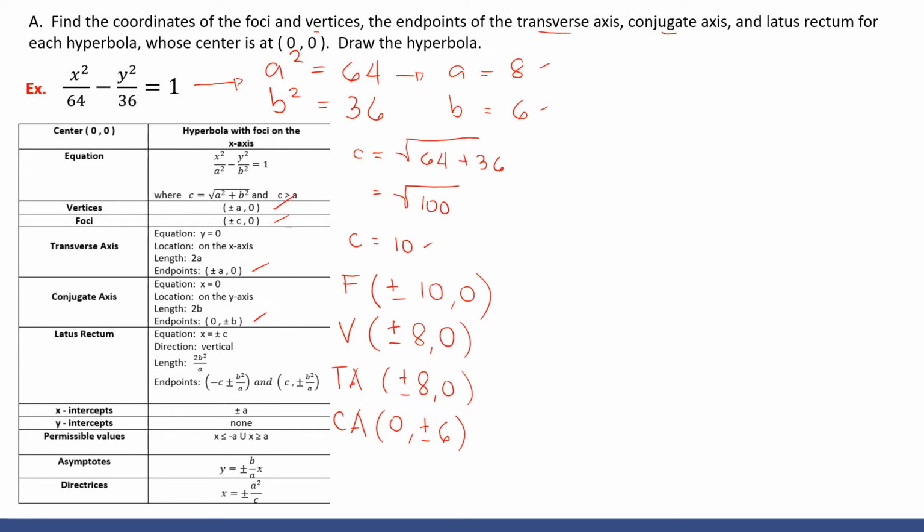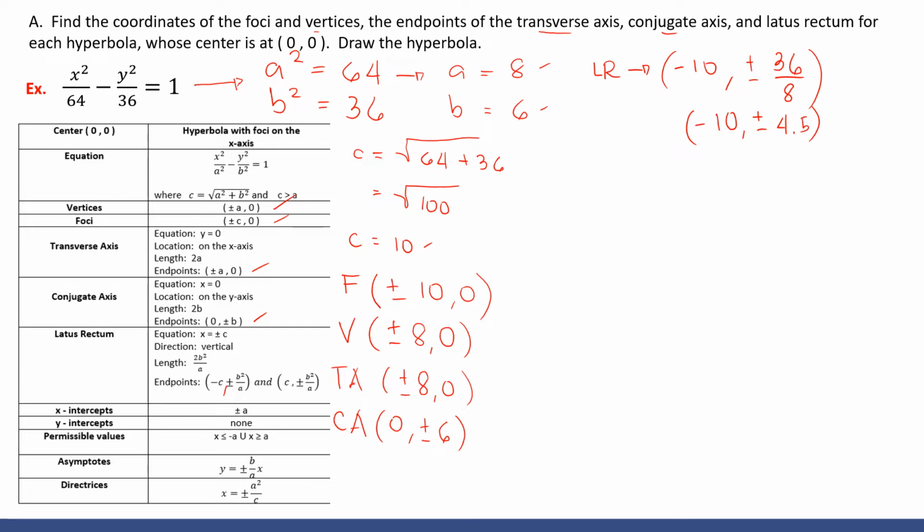And the latus rectum. For the latus rectum, let's put it here on top. The latus rectum has negative c, so we have negative 10, and then plus or minus b squared over a. Our b squared is 36, and a is 8. So 36 over 8, when we divide, is 4.5. Meaning our coordinate here is negative 10 and then plus or minus 4.5.